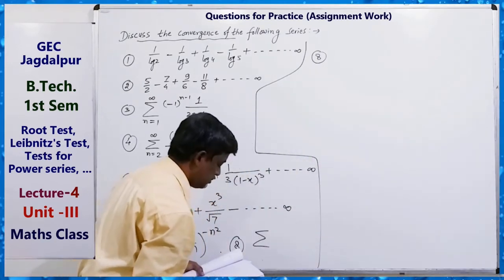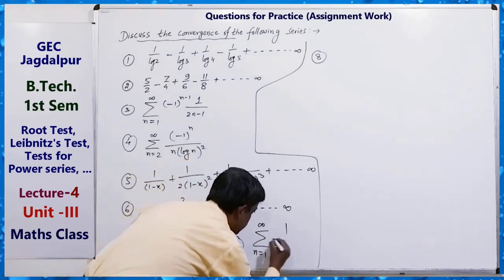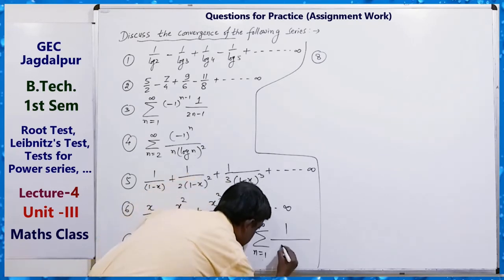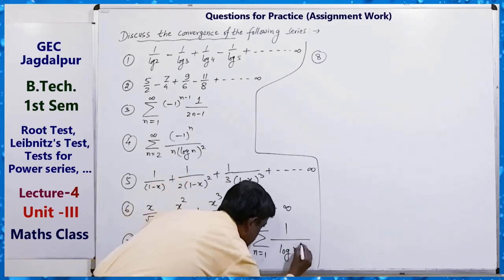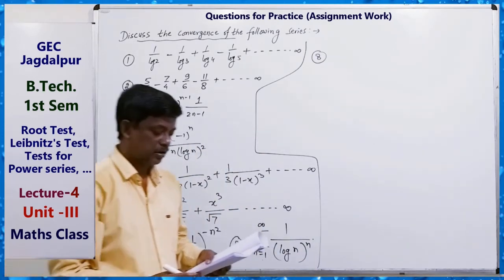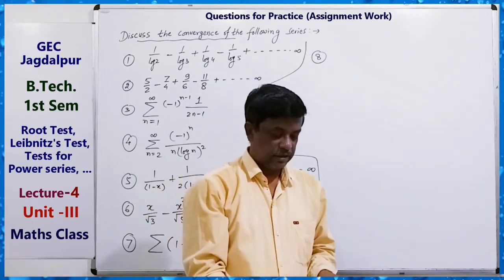Sum of n equals 1 to infinity, 1 upon log n power n. Okay. And then.